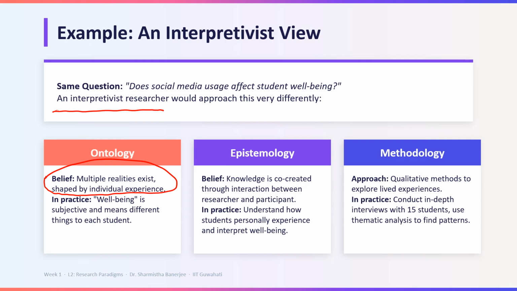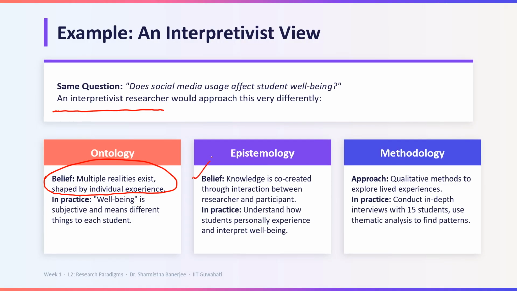Now coming to the interpretivist. The interpretivist says that there are multiple truths. So what is even well-being? I need to figure that out. Their epistemological belief is that knowledge is co-created through interaction between the researcher and the participant.